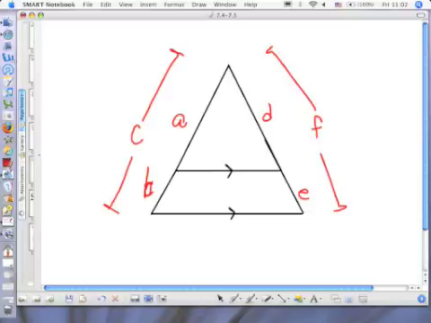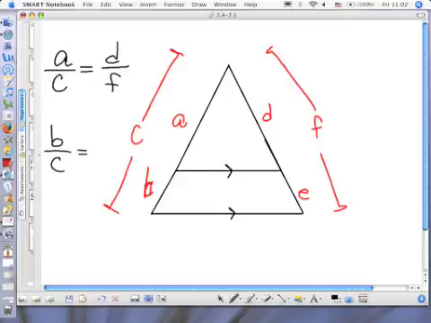We already said if these lines are parallel, we can say that A over B is equal to D over E. But now, knowing that we have similar triangles, I could say that the ratio of A over C is equal to the ratio of, what do you think? D over F. Very good. Because I have this top portion over the entire side set equal to the top portion over the entire side. I could also say that B over C is equal to E over F.